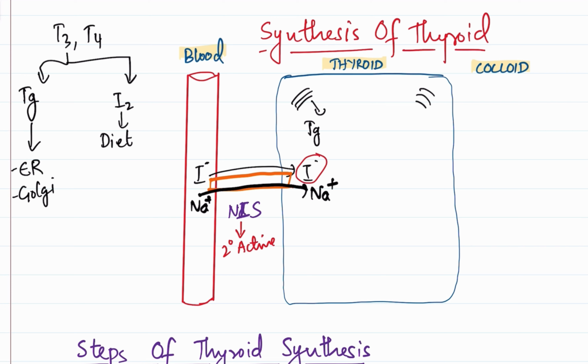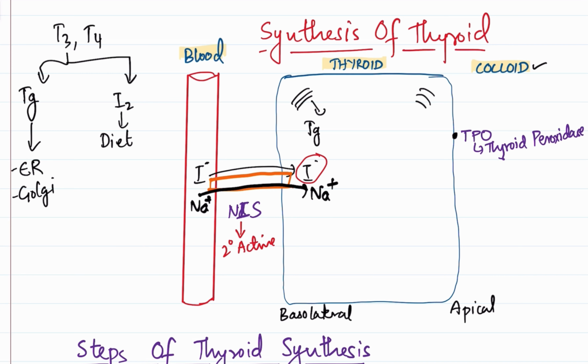Now, the iodine and thyroglobulin must combine. However, the iodine here is in the reduced form. It must be oxidized. And for oxidation, we require another enzyme, and that is actually present on the apical end. Here we know that this is our colloid. So this region is the apical end of the thyroid follicular cell, whereas the region closer to the blood vessel is the basolateral end. Now in the cell membrane of the apical end, we have another oxidizing enzyme, that is thyroid peroxidase, TPO in short form.